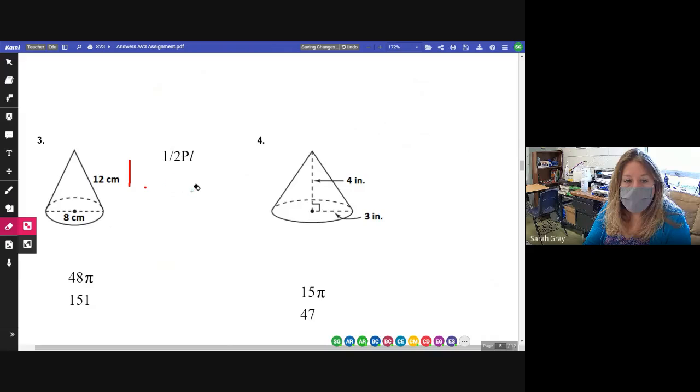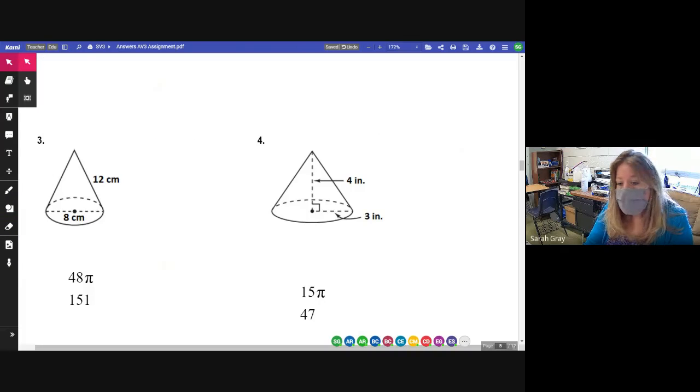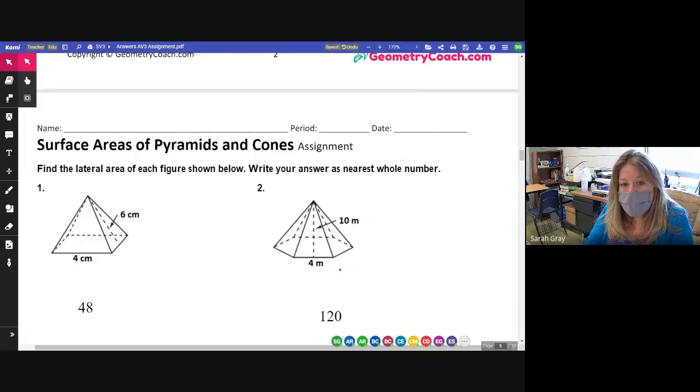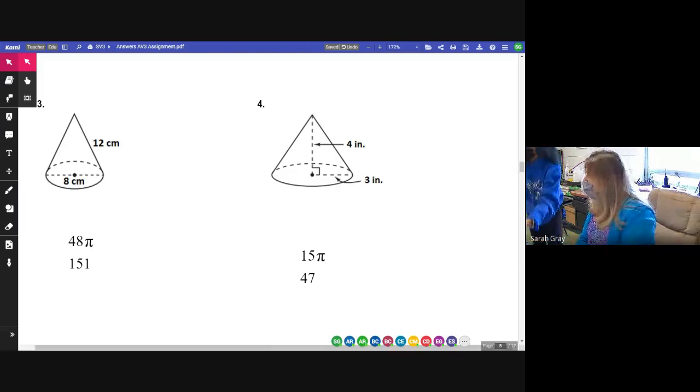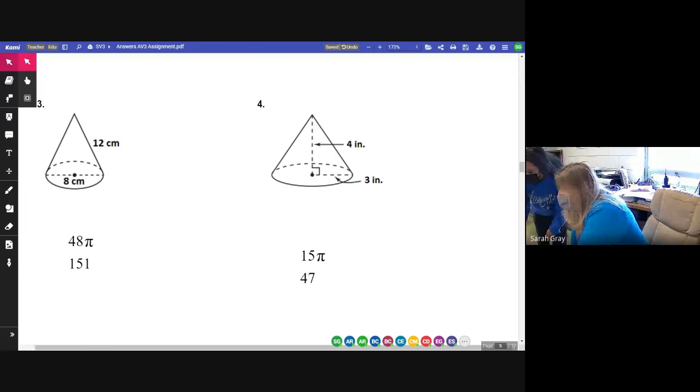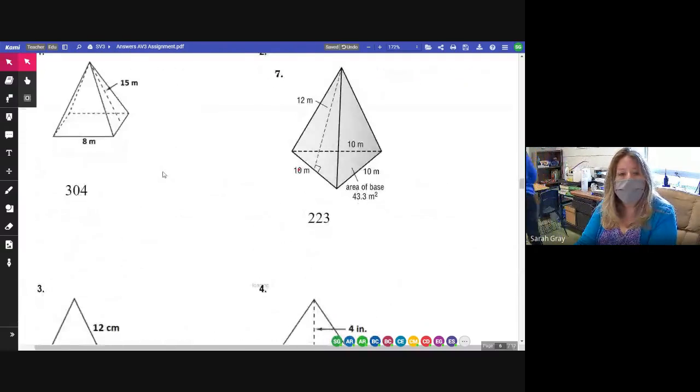All right, any others, guys? Amber. I think we were looking at the wrong one. Uh-oh. The surface area of the pyramids and cones. It's hard to describe. It's on this page next to this one. Okay. Page 6. Yeah, got it.